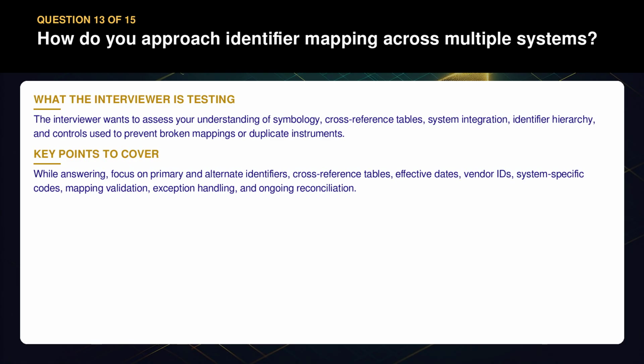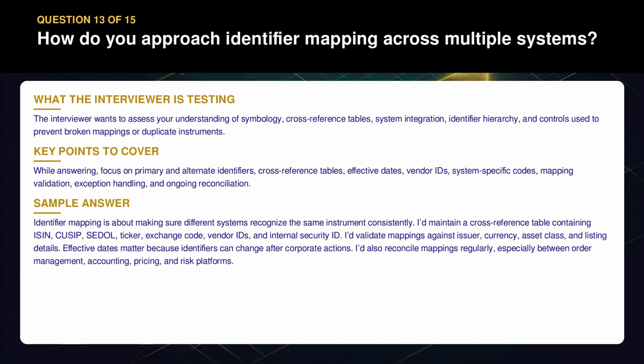and ongoing reconciliation. Identifier mapping is about making sure different systems recognize the same instrument consistently. I'd maintain a cross-reference table containing ISIN, CUSIP, SEDOL, ticker, exchange code, vendor IDs, and internal security ID. I'd validate mappings against issuer, currency, asset class, and listing details. Effective dates matter because identifiers can change after corporate actions. I'd also reconcile mappings regularly, especially between order management, accounting, pricing, and risk platforms.